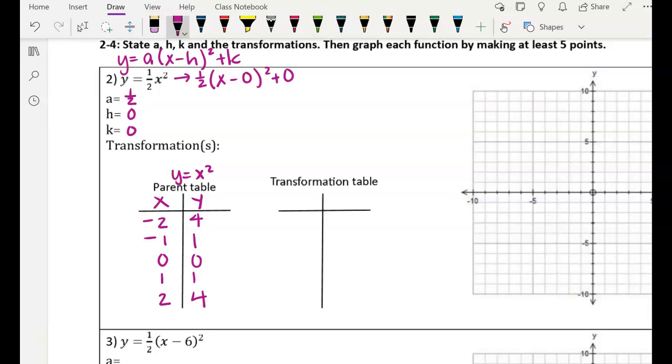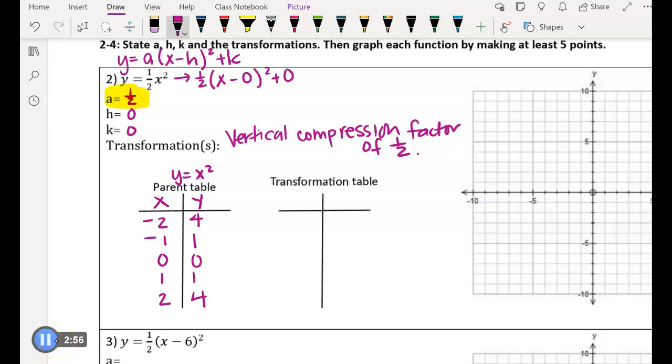Now let's talk about the transformation. Since we only have one value here, that's a half. So we have one transformation, okay? So the transformation for that is going to be a vertical compression factor of half.